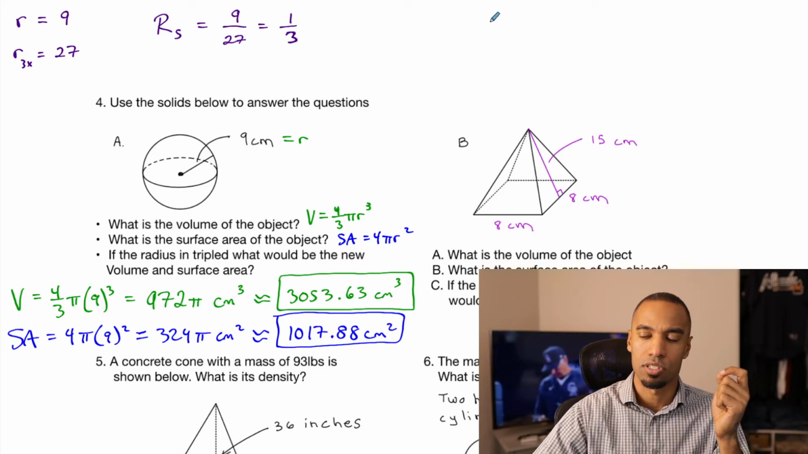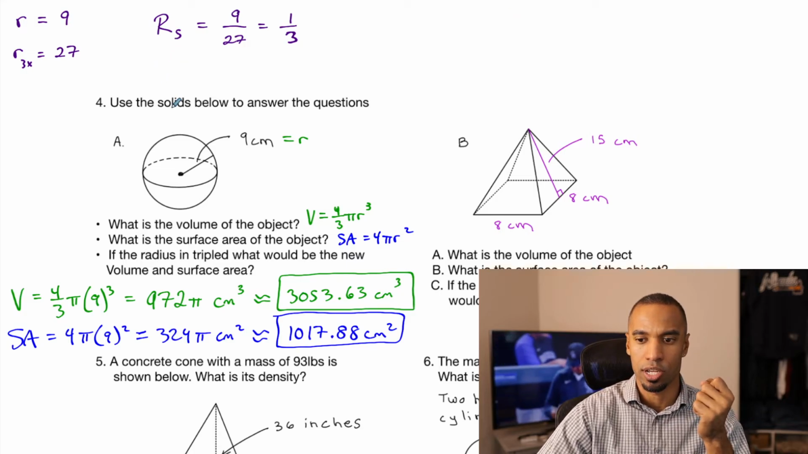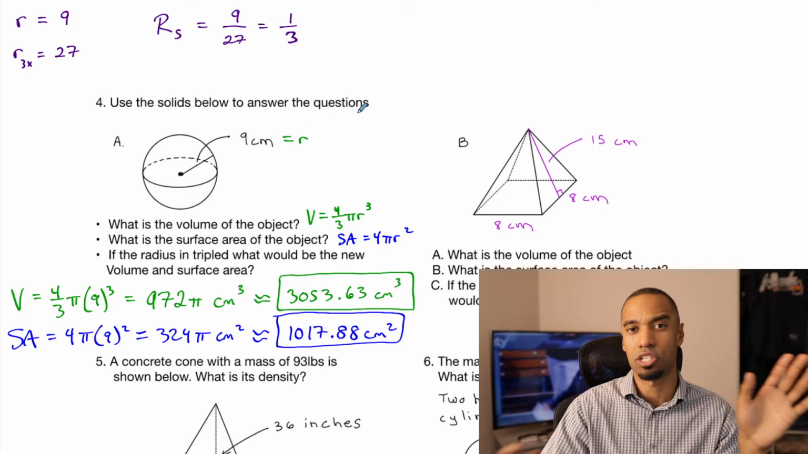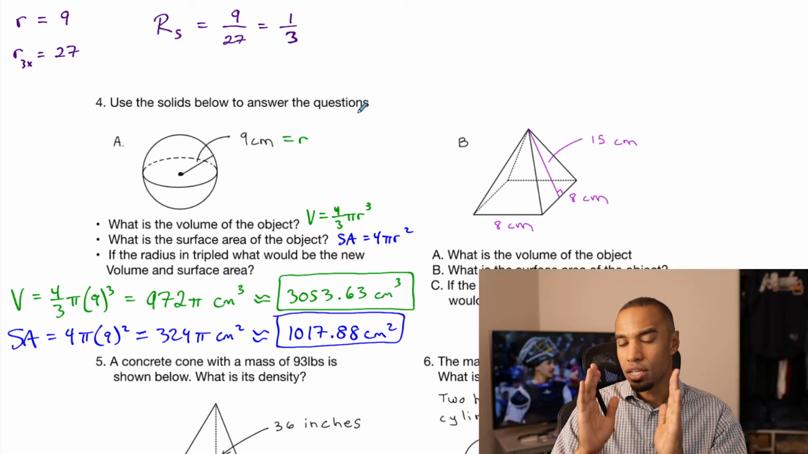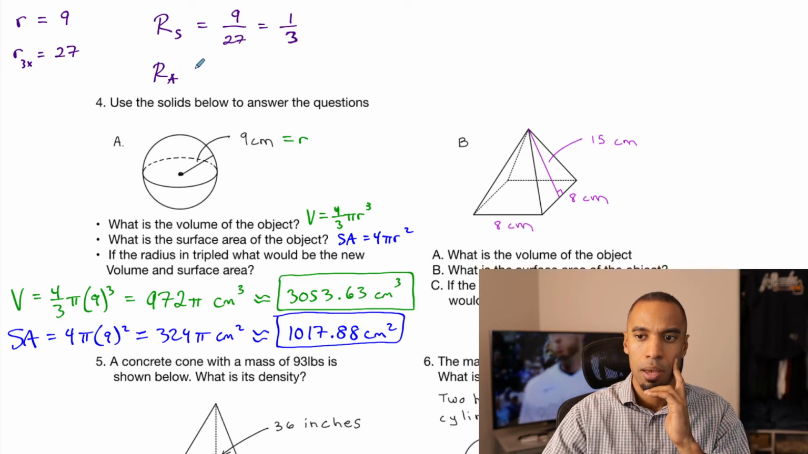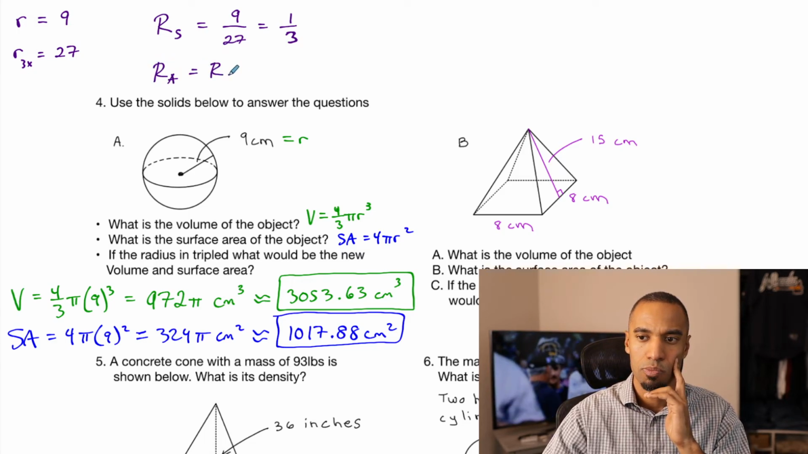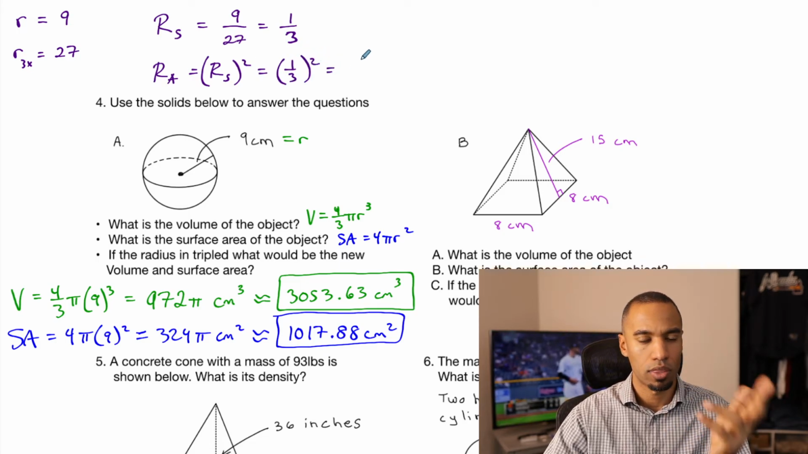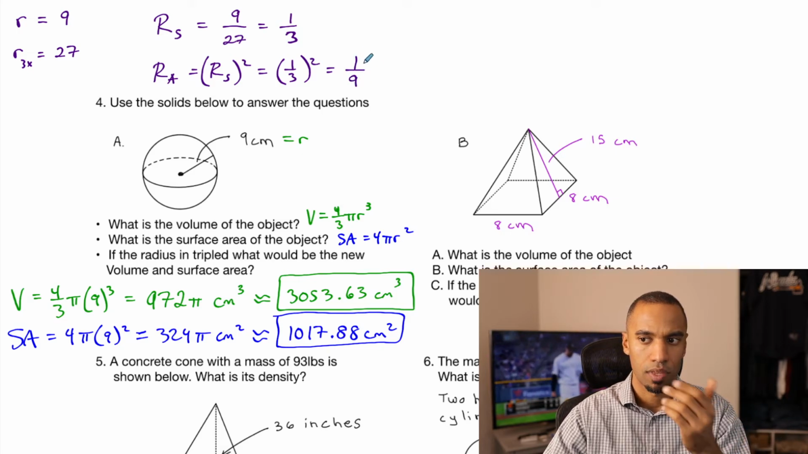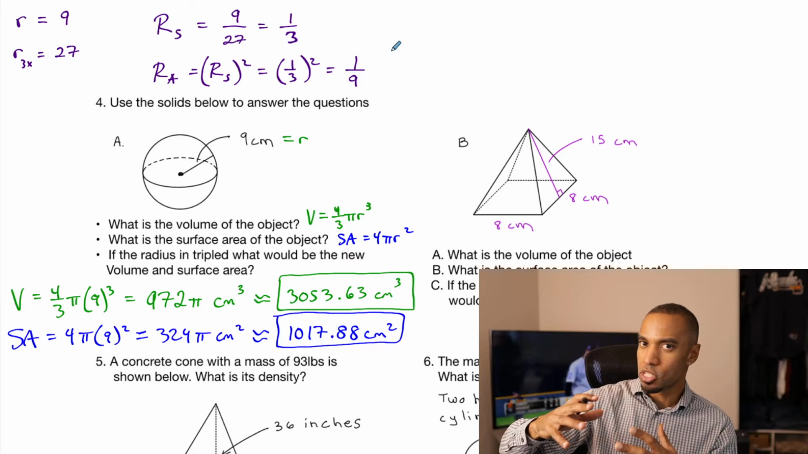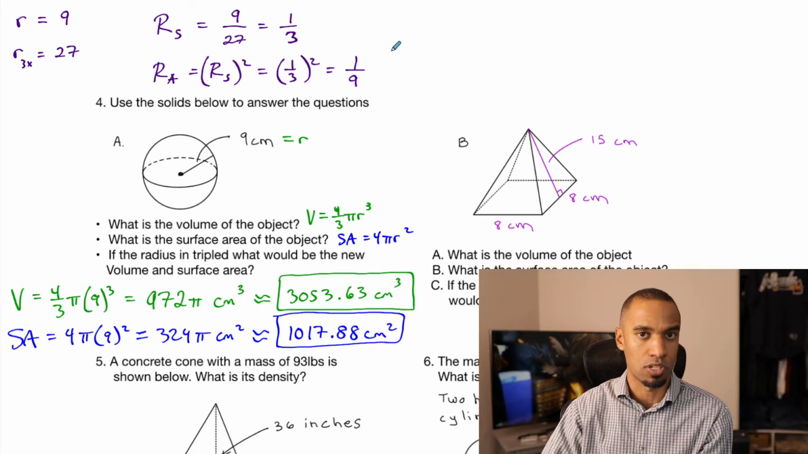Now, here's what happens. If I want to find the new surface area without needing to calculate anything else, all I do is take my similarity ratio and square it. My area ratio is my similarity ratio squared. So I'm going to take 1/3 and square that. 1/3 times 1/3 gives you 1/9. This is the proportionality I'm going to have for my original surface area to my new surface area.